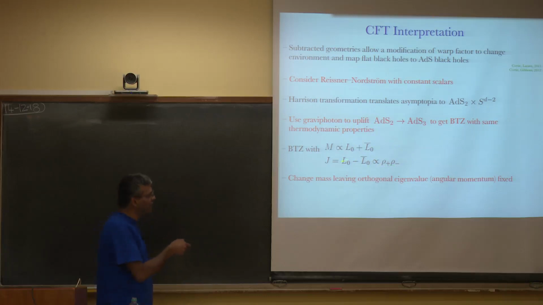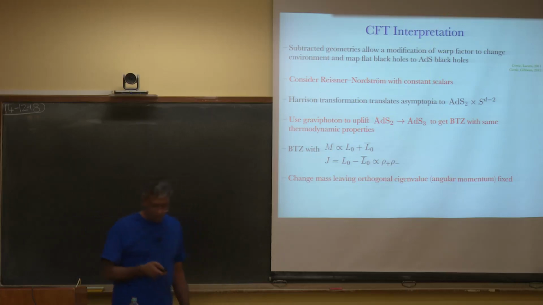So you can change the mass while leaving J fixed, and J comprises rho extremal squared. So this sort of explains how the orthogonal eigenvalue remains constant while you change the mass parameter. And this applies not to the original black hole we looked at, but to this related black hole by Harrison transformation. So it's suggestive, but it's not a proof of anything. But it suggests there may be some CFT interpretation we can associate to the original black hole.